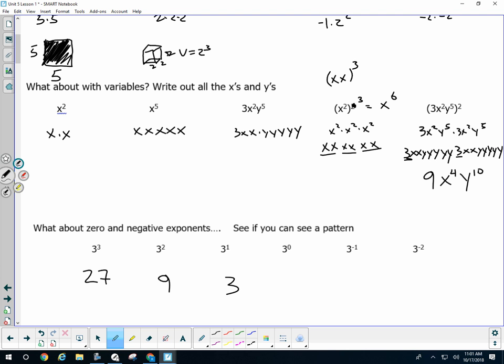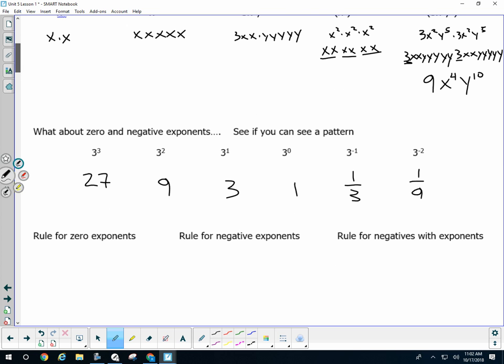How do you get from 27 to 9? You divide by 3, okay? How do you get from 9 to 3? What do you think 3 to the 0 power is? 1, because when you divide 3 by 3, you get 1. What do you think 3 to the negative 1st is? 1/3, divide by 3 again. 3 to the negative 2nd, 1/9. Okay, this is our rule for negative exponents.